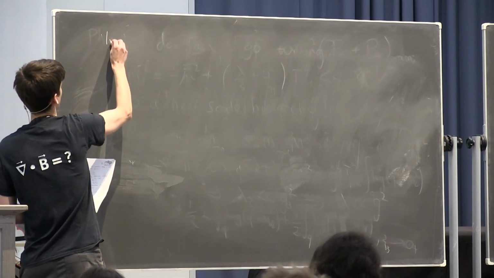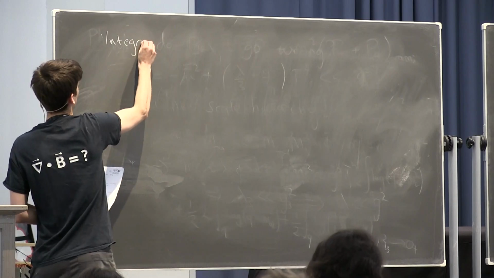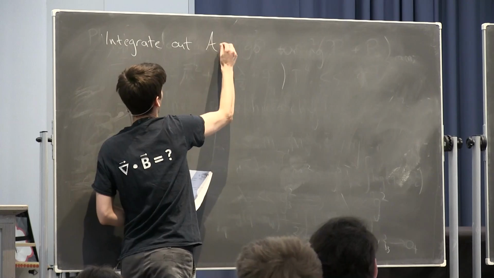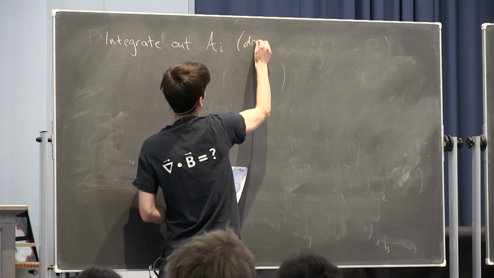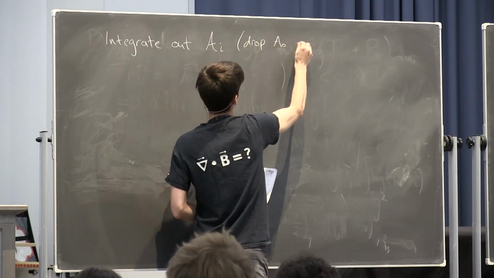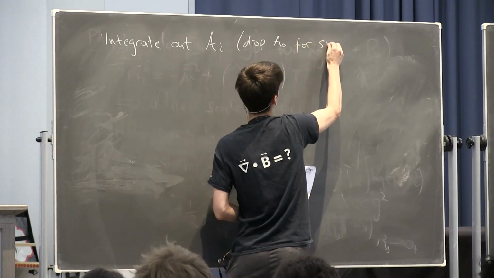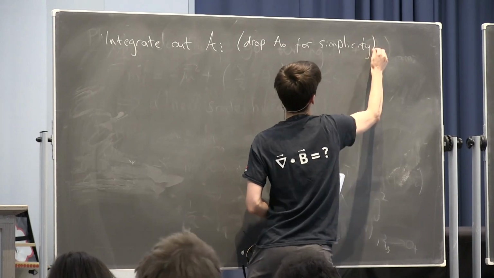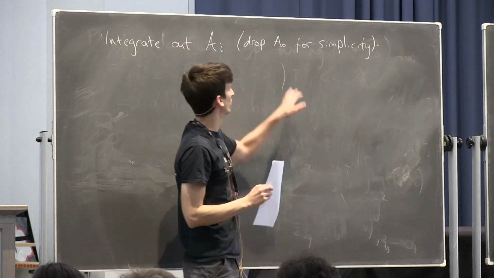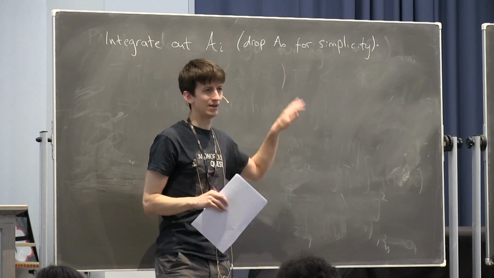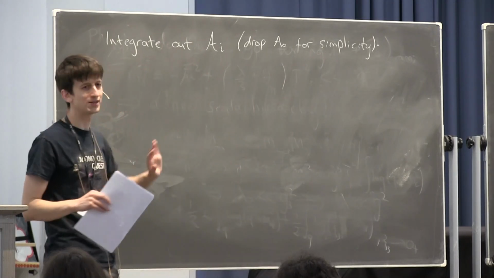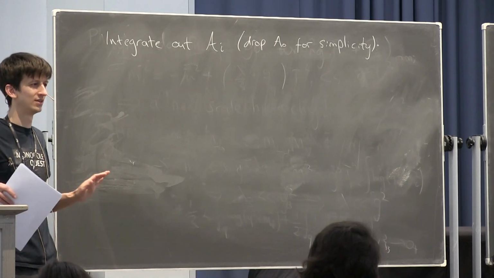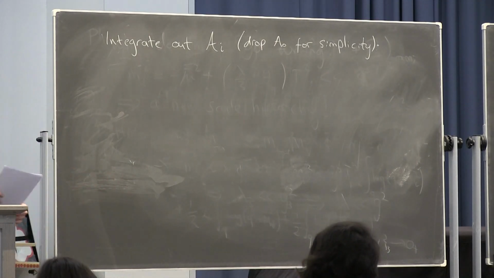So we want to integrate out A_i. I'm just going to drop A naught for simplicity. You can include A naught, but there are two ways that we can include it, both of which require an extra 5 minutes, but give us no extra insight. So I'm just going to drop A naught contributions.